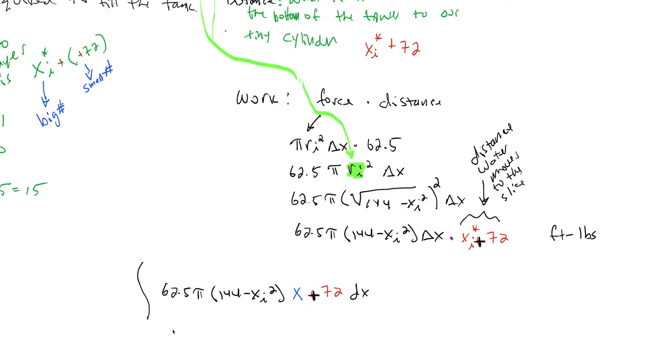X i star can be as low as... Oh, the bottom of the tank. Oh, that's cool, I didn't know that. So this is the lowest value of xi star. Not the lowest total value, but the lowest value that xi star can go, the lowest value that your sliver can go. And that's why it's not negative 72. So the highest value of xi star. All right, so then negative 12 to 12.